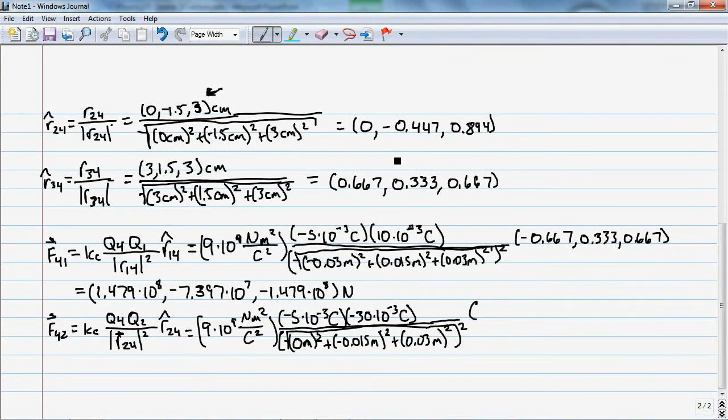And then my unit vector, 0, comma, negative 0.447, comma, 0.894. And the result gives me 0, comma, negative 5.359 times 10 to the 8th, and 1.072 times 10 to the 9th newtons.